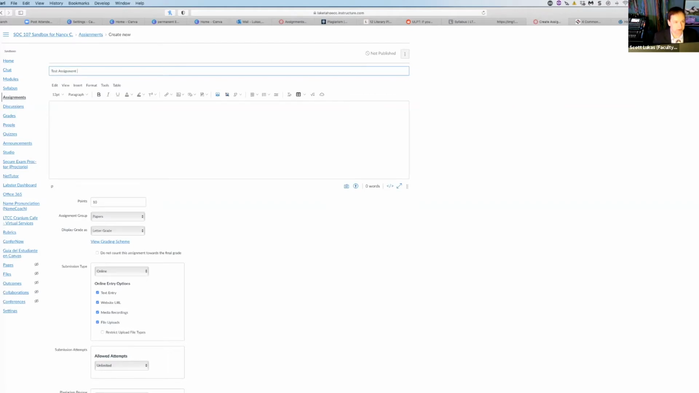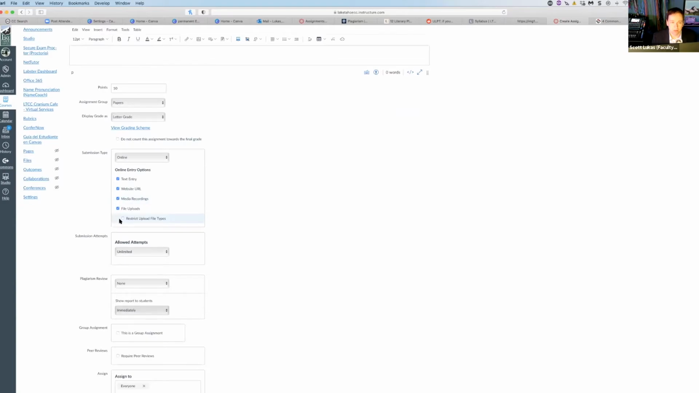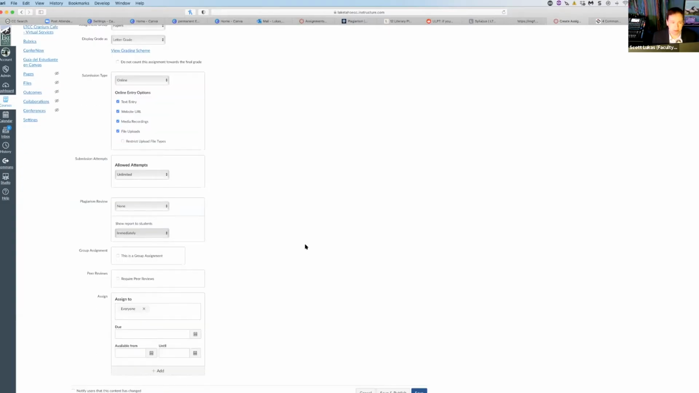So I can just put in there test assignment. Again, whether or not I make it live, if I give it points or not, I can decide on that. But this is where I'd want to make sure typically I would have all these checked. Media recordings, Turnitin will not check media recordings, but anything that is text-based, Turnitin will be able to look at and determine whether or not there's potential plagiarism.